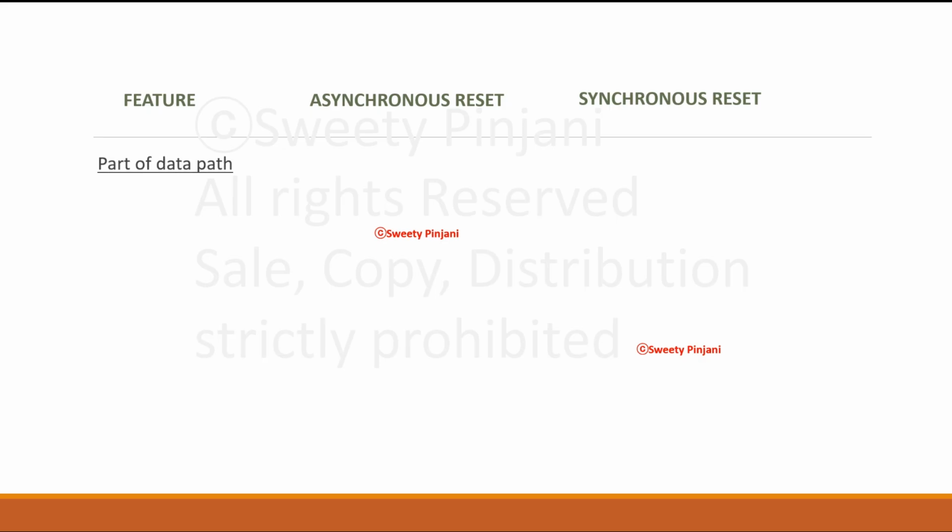The first one is whether these resets are a part of data path. Data path is the path where your data flows. What do you think? Will the asynchronous reset be a part of data path? No. Asynchronous reset is not a part of data path. But synchronous reset is.